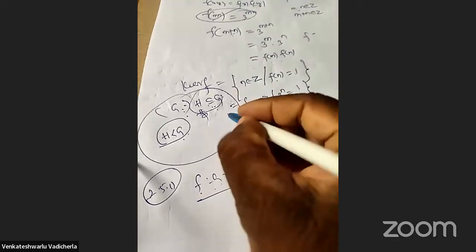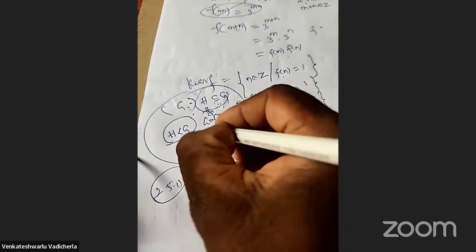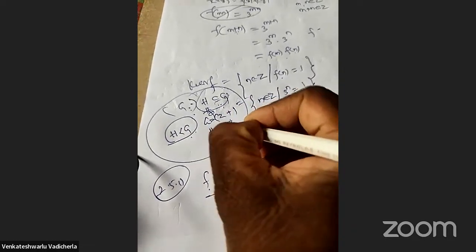I will give you a subgroup example. Z comma plus is a group; this is G. Then what did we take as H? 2Z comma plus is a group.